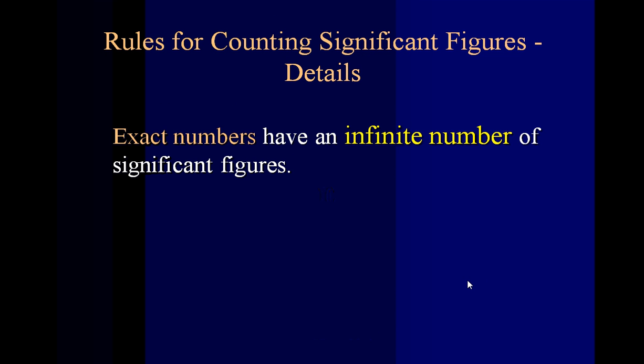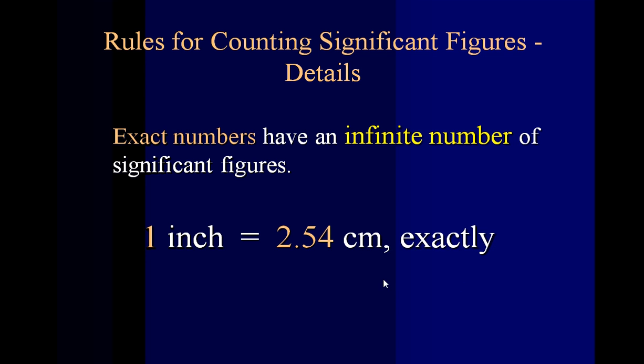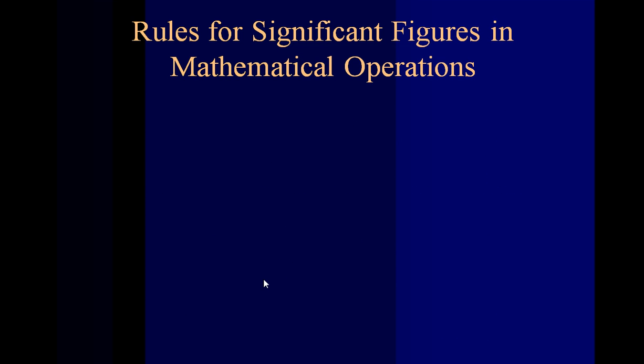Alrighty. Exact numbers have an infinite number of significant figures. In other words, we never ever use conversions to determine how many significant figures we have. For example, you'll be given this conversion, 1 inch equals 2.54 centimeters. We never ever look at a conversion and say, oh, well, since the 1 inch has 1 sig fig, then we're going to base how many sig figs our answer will have on that. Don't ever do that. And we'll talk more about that later on in the year.